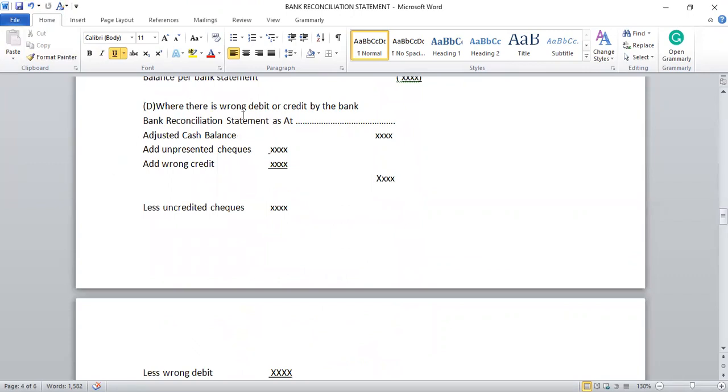D, where there is a wrong debit or credit by the bank, that is when the bank wrongly debits an amount or credits an amount. This is the procedure. As usual, you head the bank reconciliation statement as at. Okay. Adjusted cash balance is always there. Then what? You add unpresented checks. Then whatever wrong credit that the bank has, you add it to it. So the unpresented checks plus the wrong credit, you get this figure. Okay.